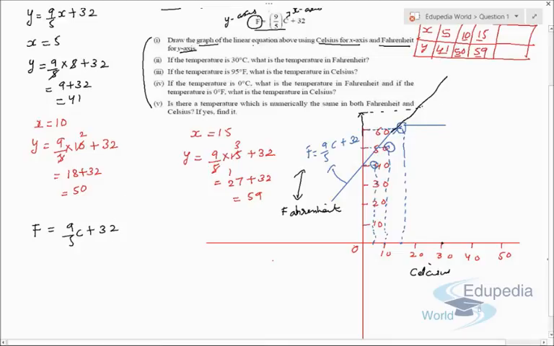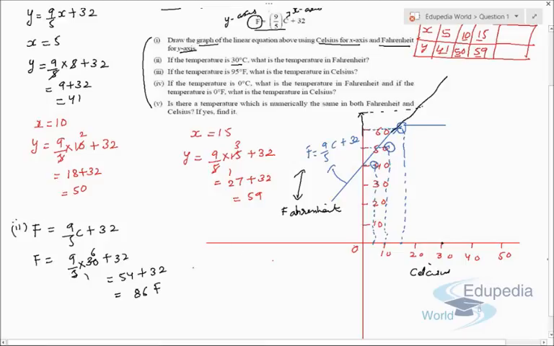This is how we can get the value from the graphical representation. Another way is to directly put the value of 30 degrees Celsius in the equation to get the value of Fahrenheit. So let's use the direct method. F will be equal to 9/5 into 30 plus 32. 5 sixes are 30, so 9 into 6 is 54, plus 32, so the answer comes out to be 86 Fahrenheit. So this is the solution of the second question.